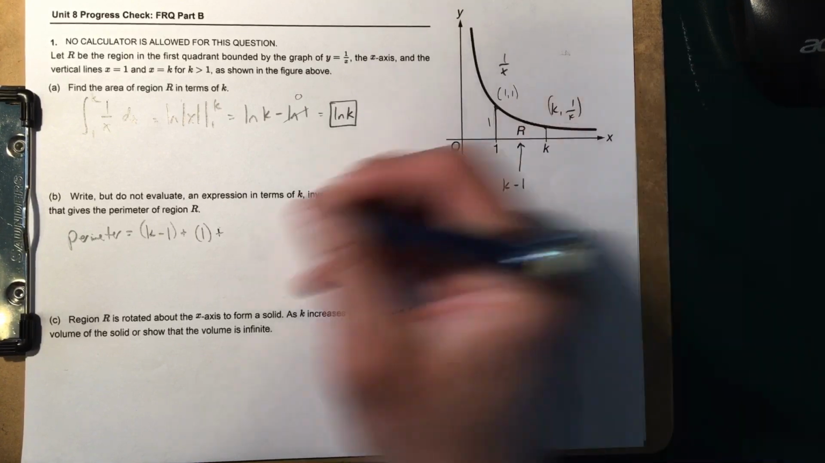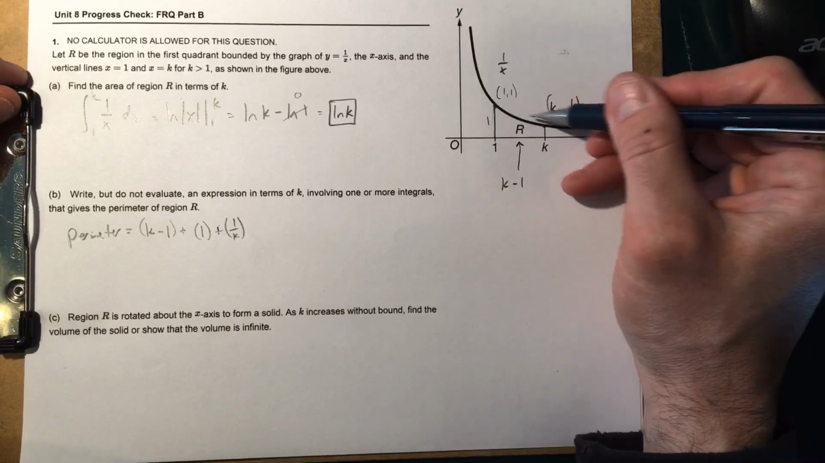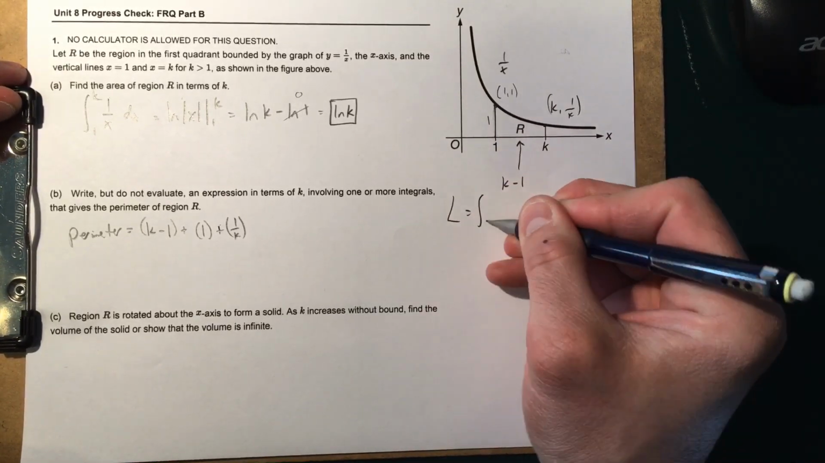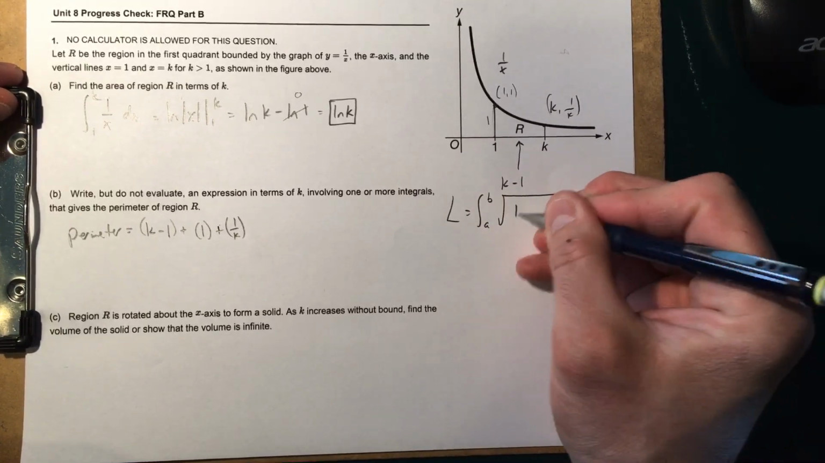But then here comes the fun part, because to find the length of this curve, you need the arc length integral. The integral from a to b of the square root of 1 plus f prime squared.